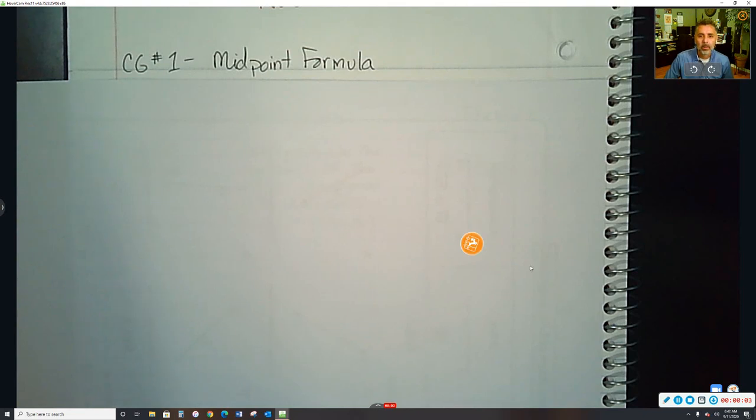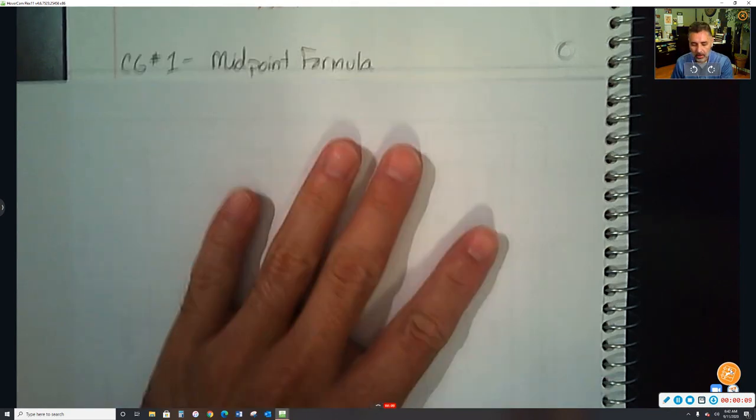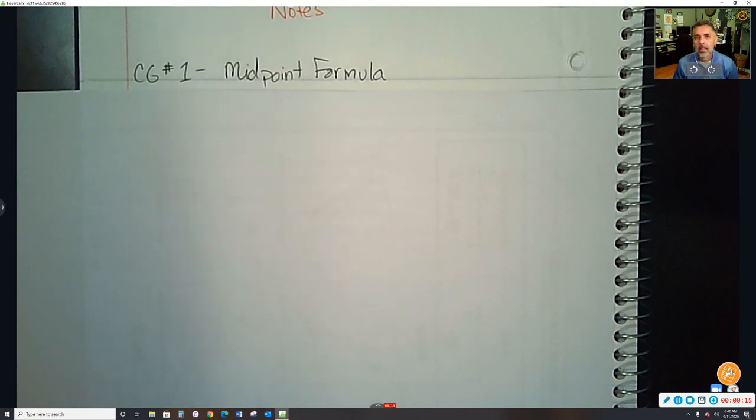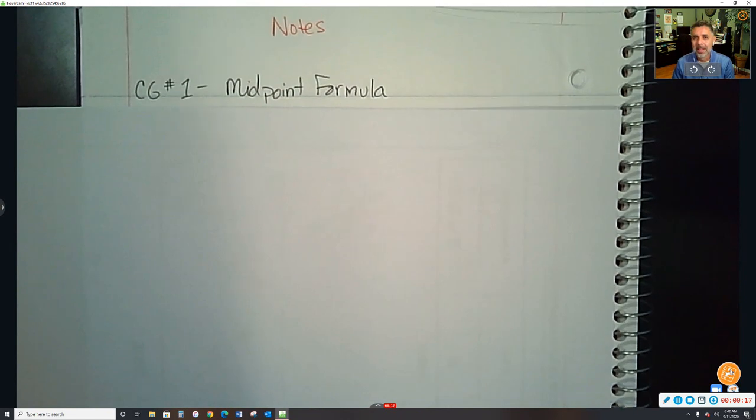Hey everybody, so we're going to take some notes today. This is CG number 1. It stands for coordinate geometry. I didn't want to write all that, so I just put CG number 1. And it's the midpoint formula.